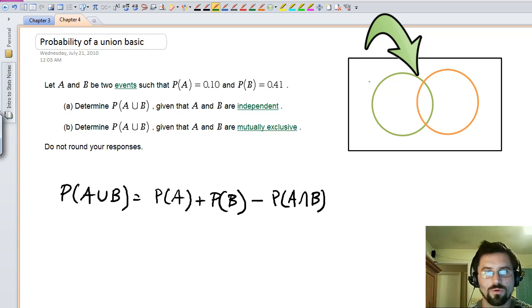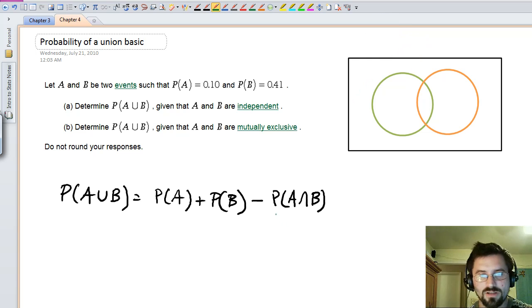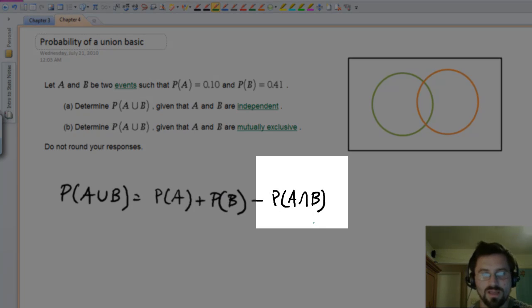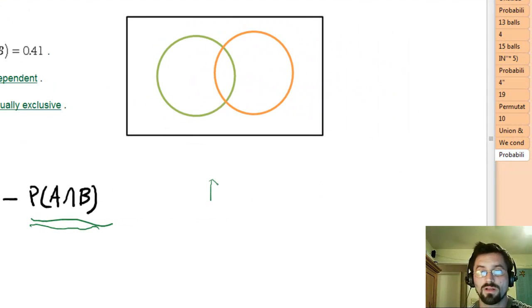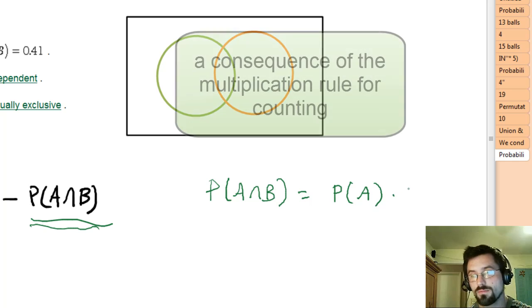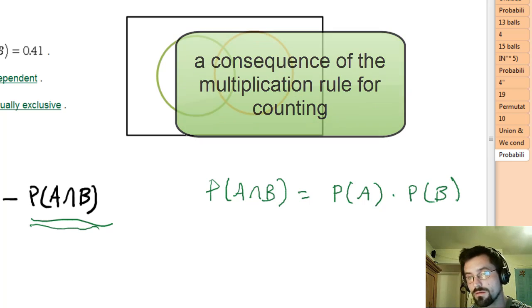All I really need to tell you here is that you use this formula, and that when the events are independent, it doesn't exclude the possibility that they can overlap. So for independent events, you'll actually have to calculate the probability of the intersection at the end. But that's easy because the events are independent. The probability of the intersection is simply the probability of A times the probability of B.